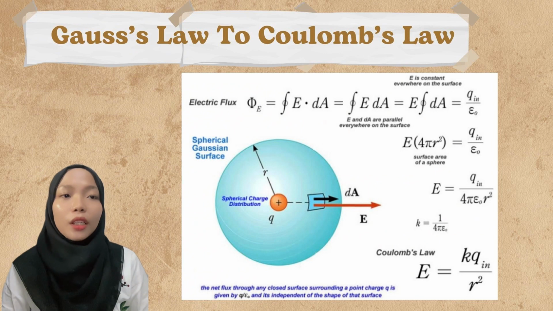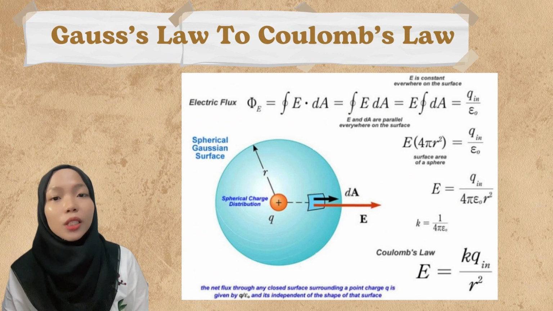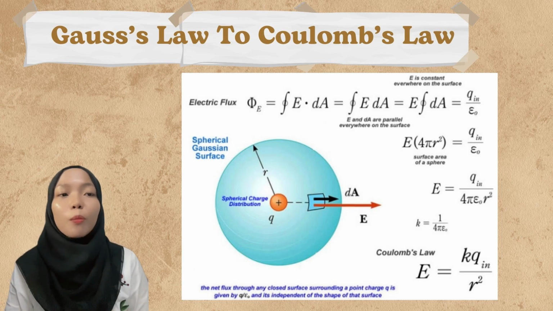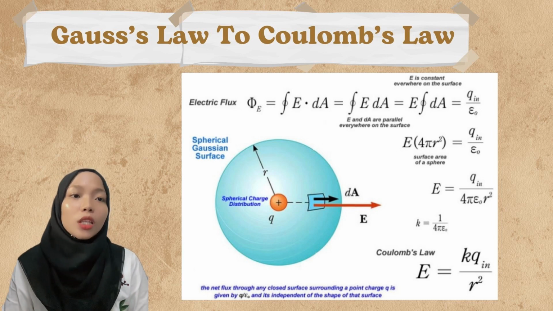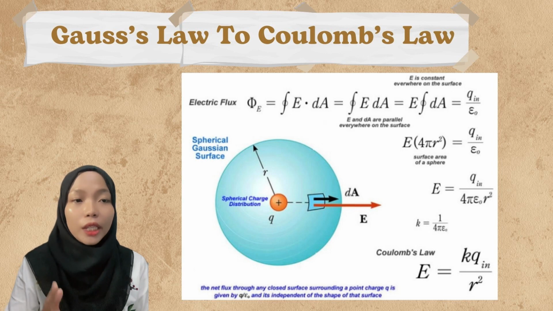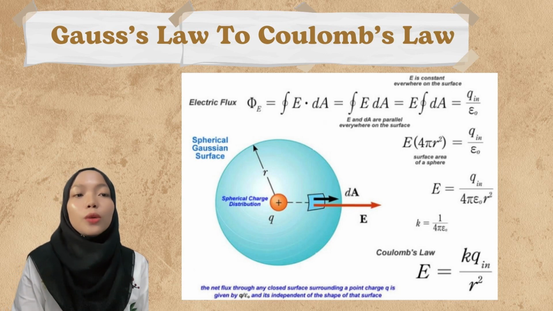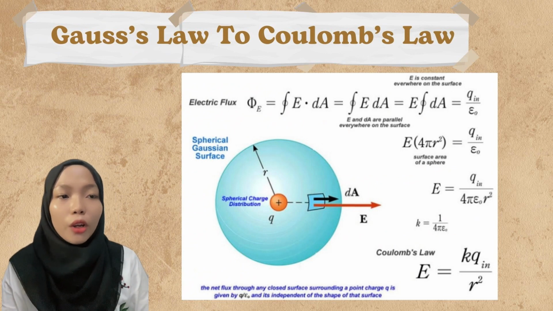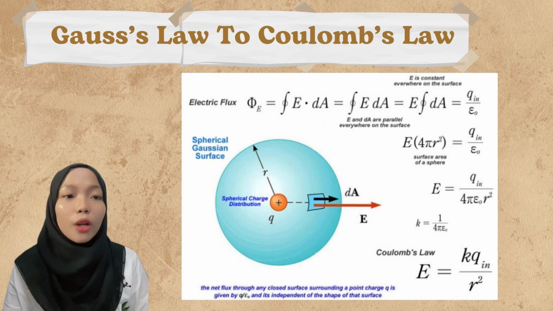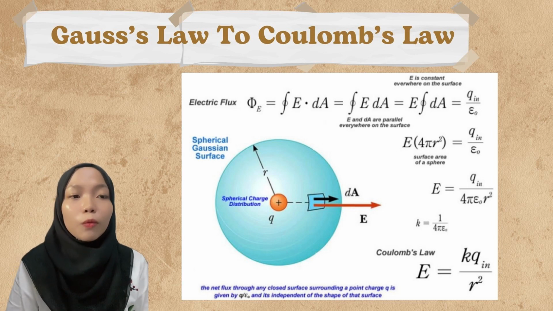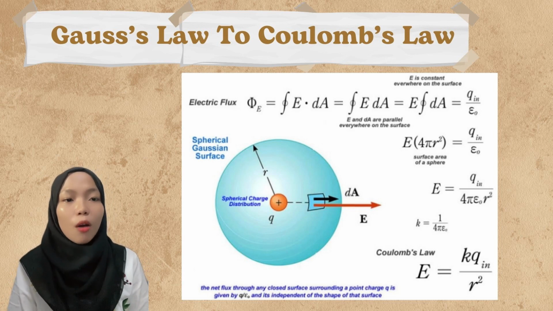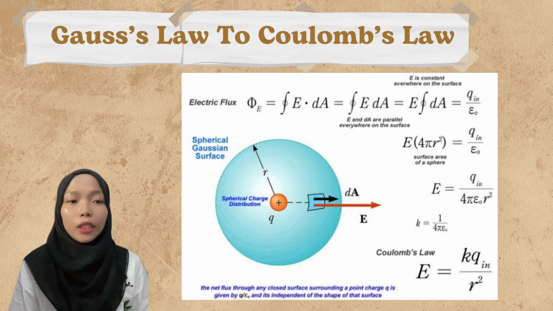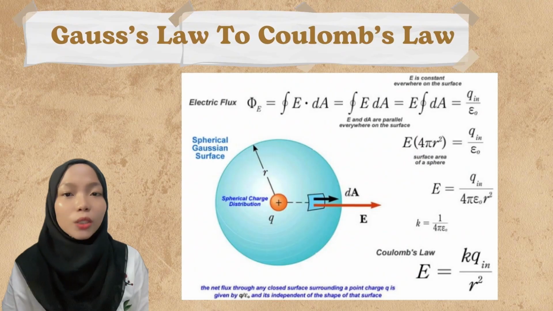So we get A for a spherical Gaussian surface is 4 pi r squared, and we can put 4 pi r squared into this formula. So we get E times 4 pi r squared equals Q in per epsilon naught. So E equals Q in per 4 pi epsilon naught r squared. As we know, K equals 1 per 4 pi epsilon naught. So the formula for Coulomb's law that we get is E equals K Q in per r squared.